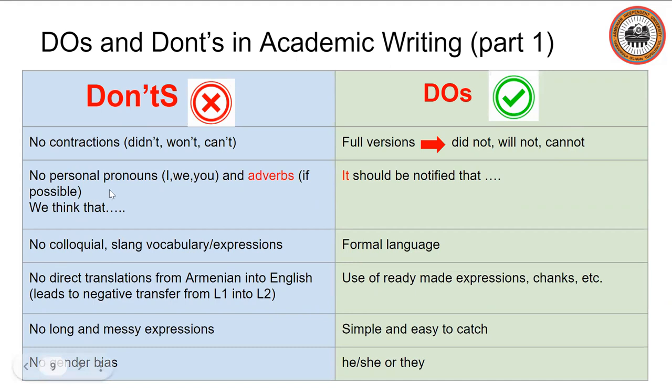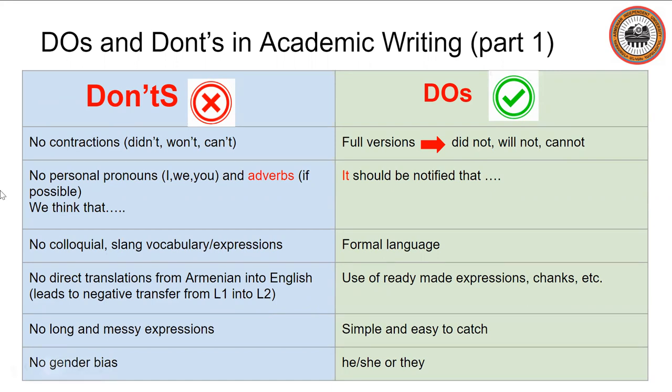No personal pronouns, I, we, you, and adverbs if possible. For example, we think that. I know, guys, that when it comes to the Armenian language, we actually use I, we, you when writing Armenian texts, etc. But when it comes to English, the advice is to try to avoid them and make everything indirect.